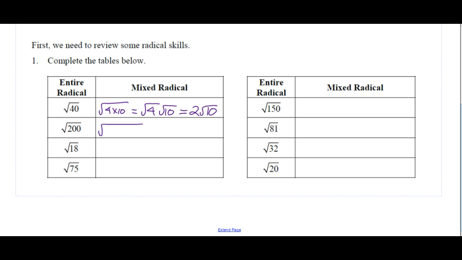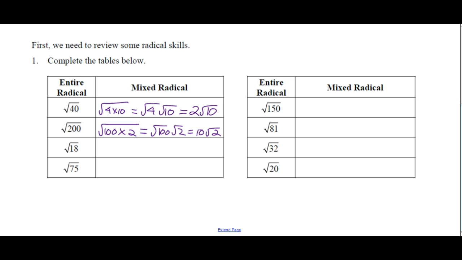Root 200 will be 100 times 2, which is equal to root 100 root 2, or 10 root 2. Now when you simplify a radical, if you're wondering, did I do this right, just go in your calculator, type in root 200, hit enter. Type in 10 root 2, hit enter. What should you see? They should be the same. If they're the same, then it's all good. If they're not, then you made a mistake.